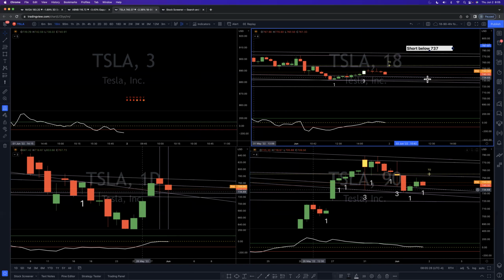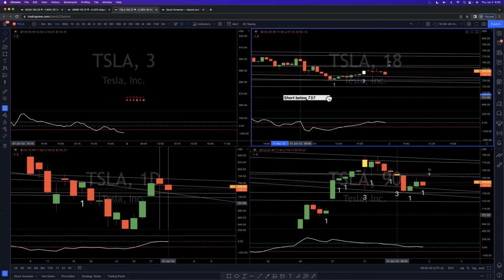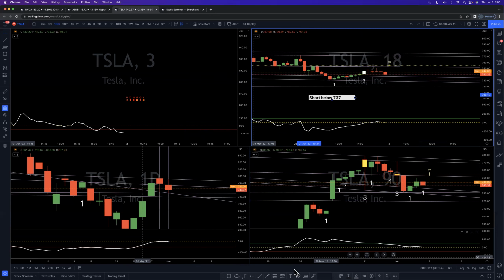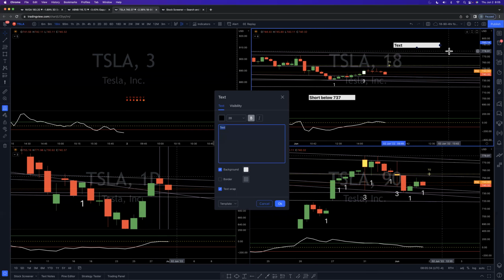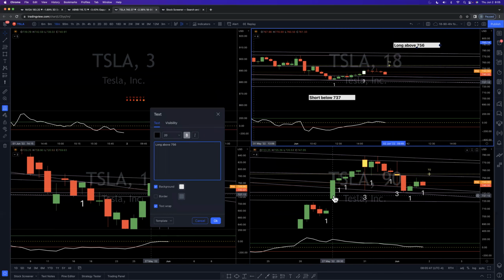And then we're gonna short below 737, and then we're gonna go long above, I'll just call it 756, because the open was, this guy's high was 755.26. So I'll just go 756, because guys, it's gotta stay above this range, and this will be our first target. But this may be an avoid.